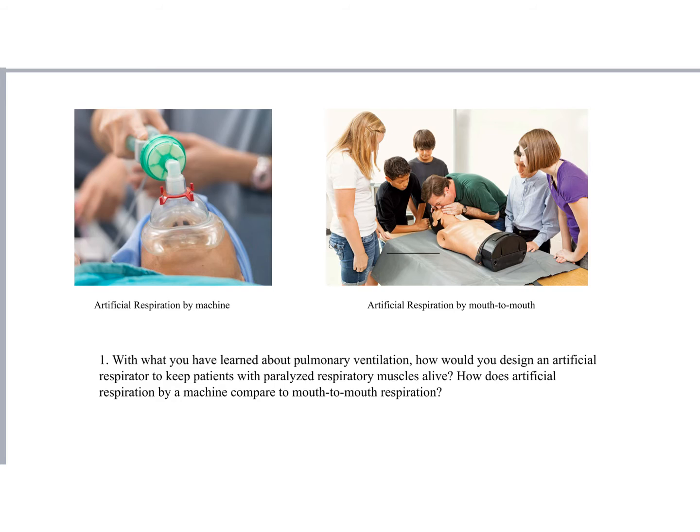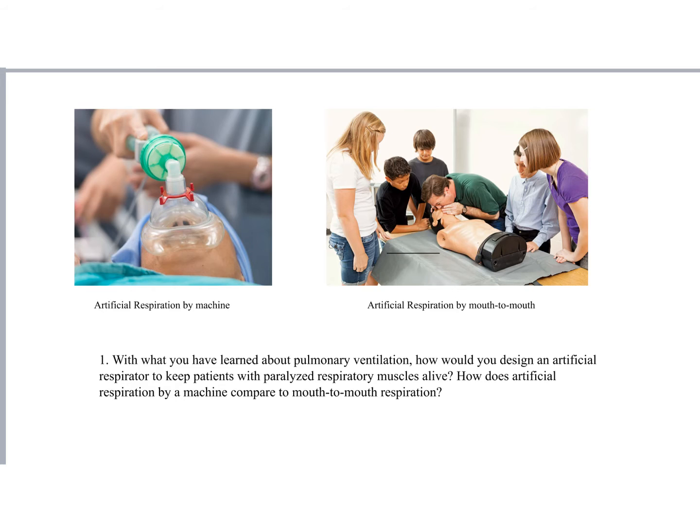We need to have mechanisms in place to move the air. Well, how does air move? Air moves because of pressure gradients. So the artificial respirator is going to create an environment where, whenever the pressure is above atmospheric pressure, air goes into the lungs, and then whenever they take pressure off, the lungs with their elastic recoil will then force the air out.